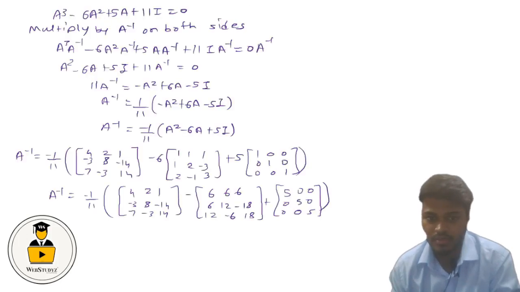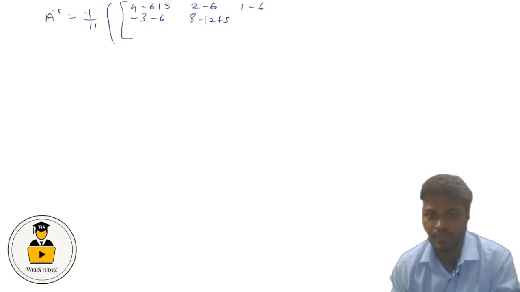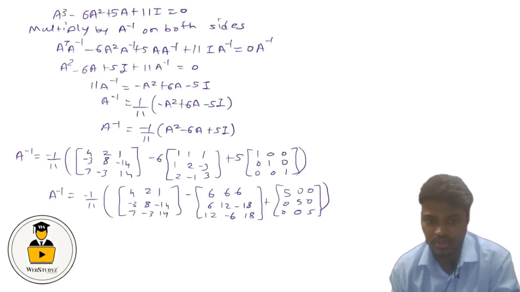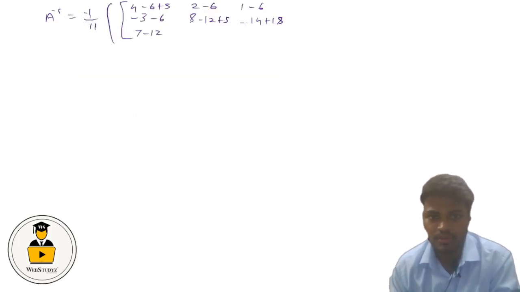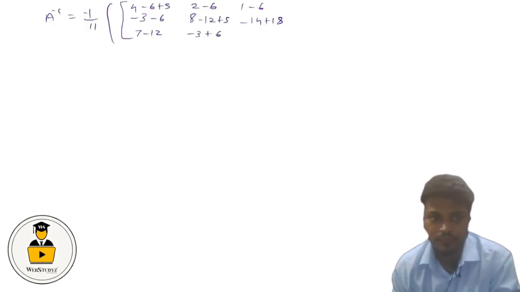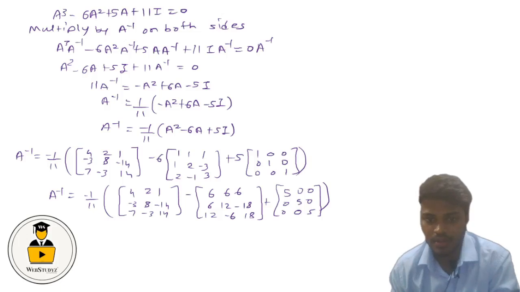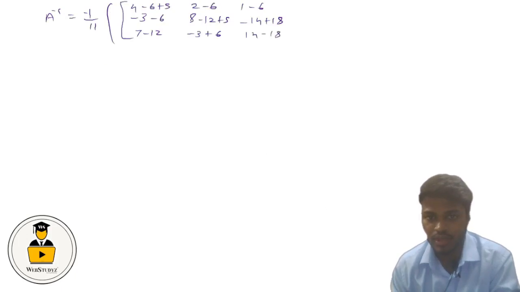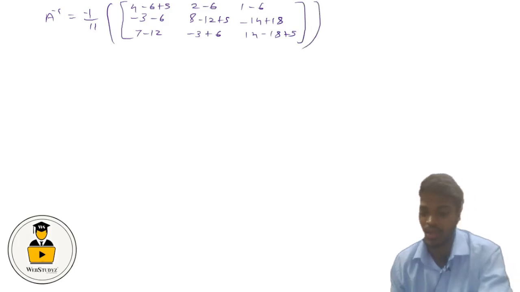Then minus 14 plus 18. Then next term is 7 minus 12 plus 0. Then minus 3 plus 6. And then 14 minus 18 plus 5. So this will be our A inverse matrix.